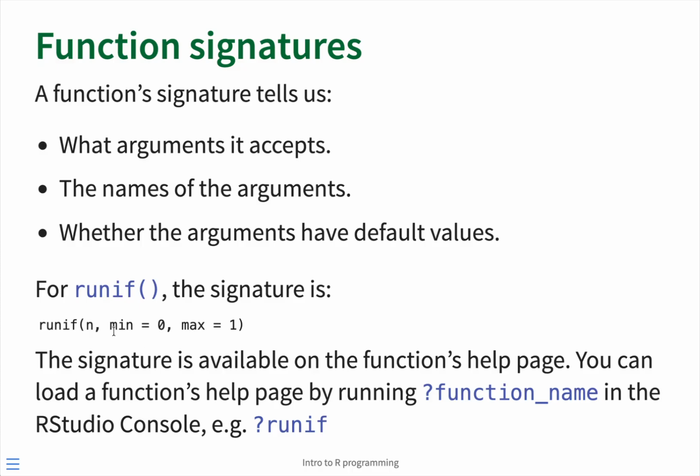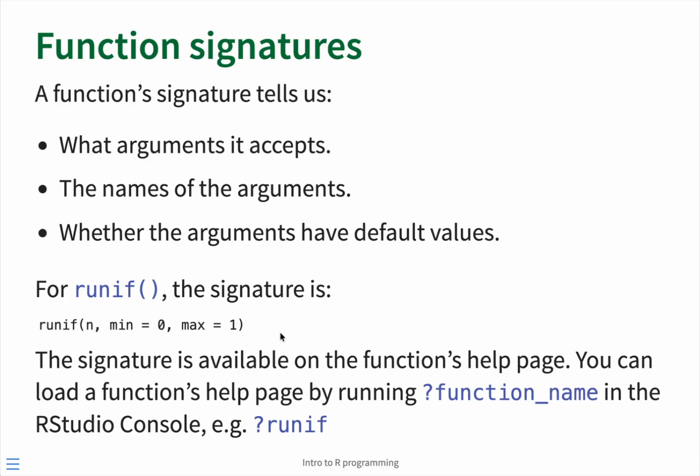We don't have to supply arguments to arguments that have a default. Right? We don't have to supply an argument to min or an argument to max. If we don't, then it will just use the defaults.